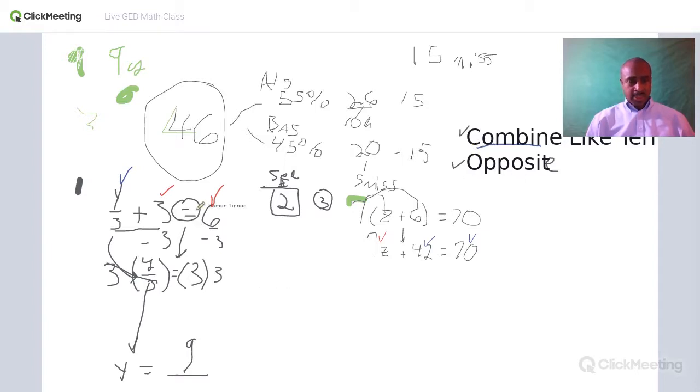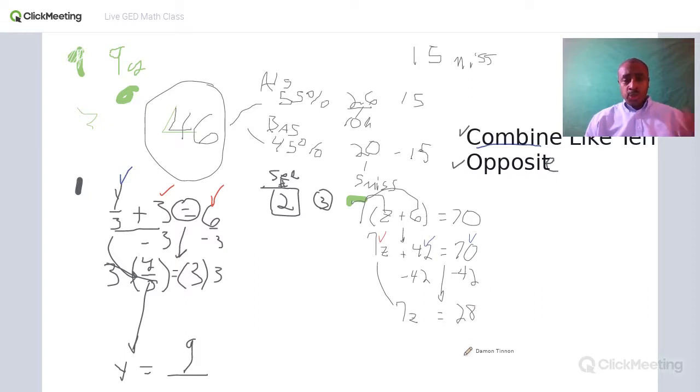We're going to do the opposite. Just like over here, the opposite of plus 3 was minus 3, the opposite of plus 42 is going to be minus 42. And because it's an equation, I'm going to do it to this side, and you get a minus 42. So now 42 minus 42 zeroes out, and I'm just going to drop that 7z down. Drop that equal sign down. 70 minus 42 is 28.